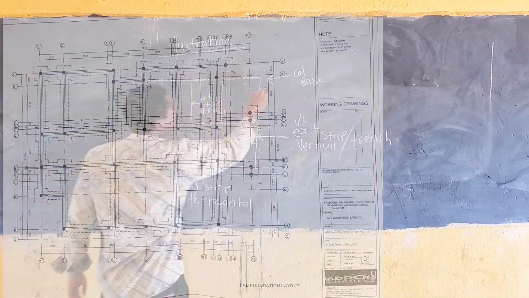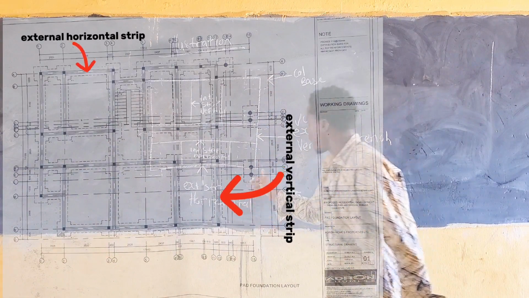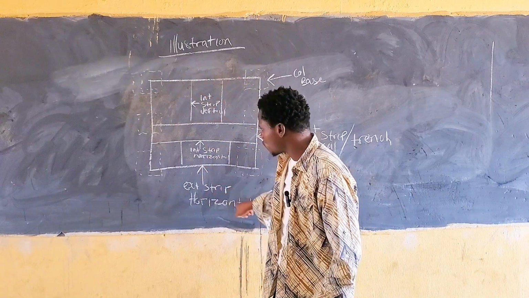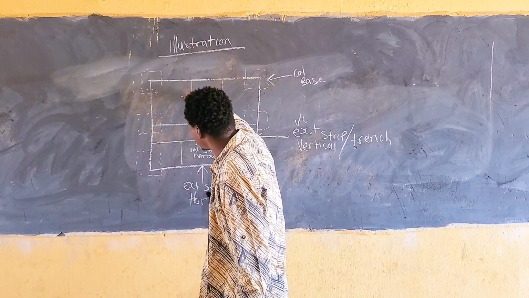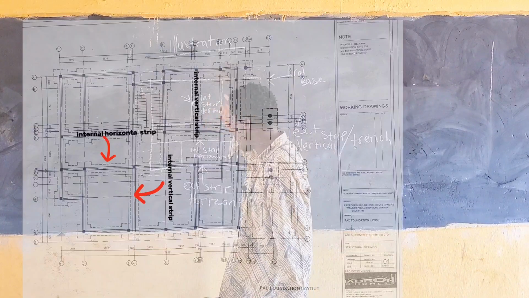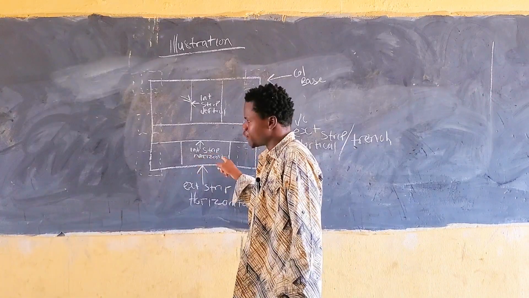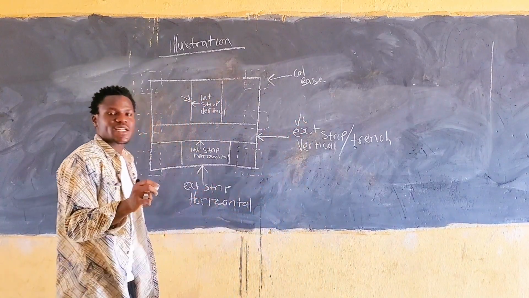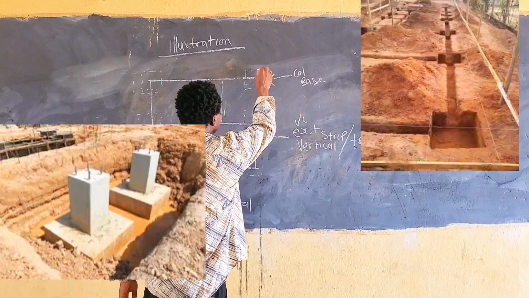So this now is a vertical external strip, while this and this are external horizontal strips. This is an internal strip, vertical internal strip. This is an internal strip, horizontal internal strip. While the column bases that I was talking about that we'll also be dealing with in the course of our measurements, these are the column bases.